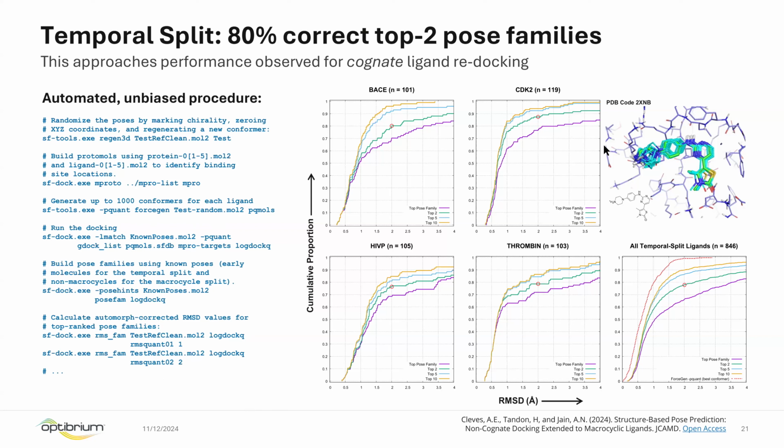So this didn't surprise us that much. It's a little bit better than we had done in 2015 because of the improvements we've made in conformer search and in binding pocket characterization.